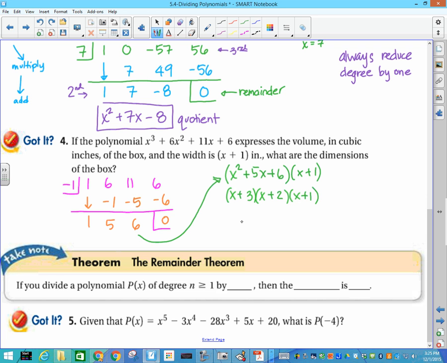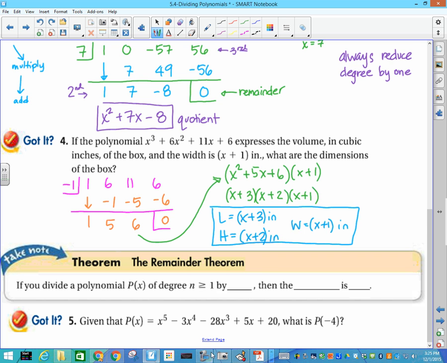So to answer the question, what are the dimensions of the box? It doesn't matter which one's length, width, and height. So we can say that the length is x plus 3 inches, the height is x plus 2 inches, and of course, we already knew the width was x plus 1 inches. And that's the answer to that question. A little bit abstract.